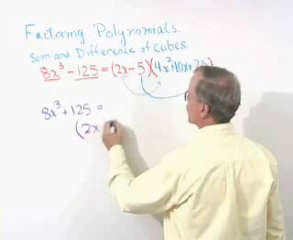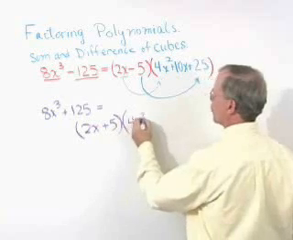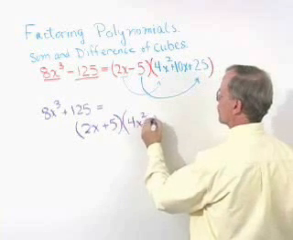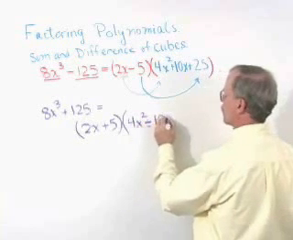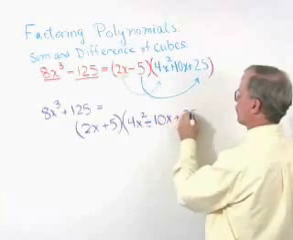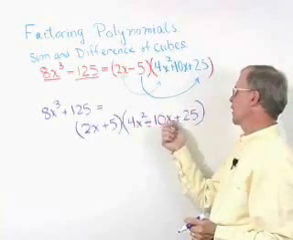2x plus 5 now times 4x squared plus, change the sign to minus 10x plus 25. So we have 2x plus 5, 4x squared minus 10x plus 25.